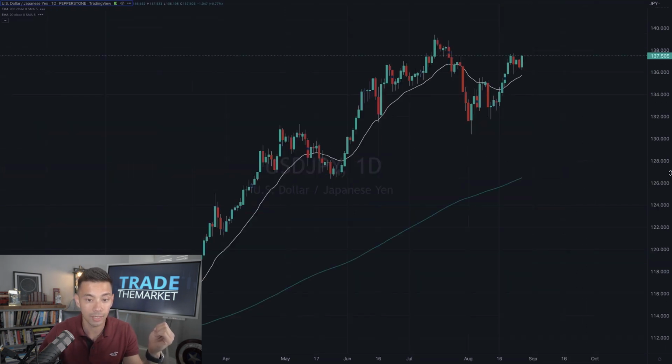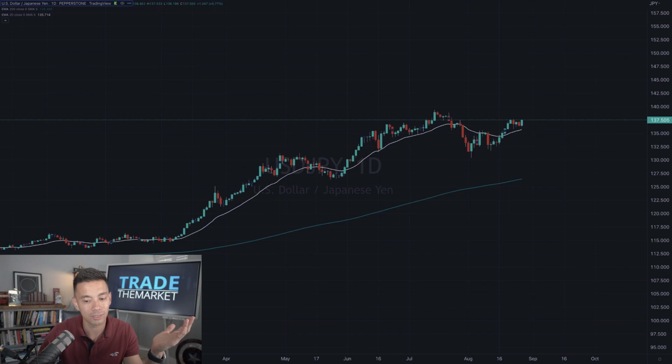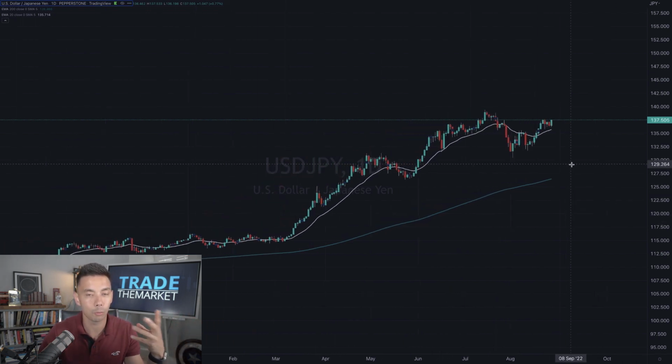The last one is the dollar yen. Again, all of these are dollar trades. So pound dollar, New Zealand dollar, Aussie dollar, dollar franc, dollar yen. It's all the same trade, right? Essentially we're betting and trading dollar strength in all of these. So do not take all of them at the same time.